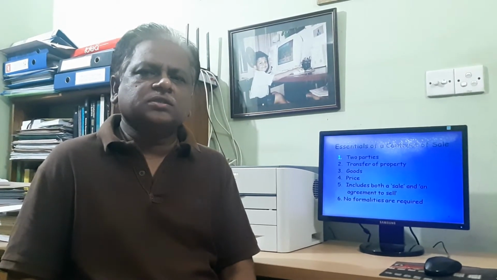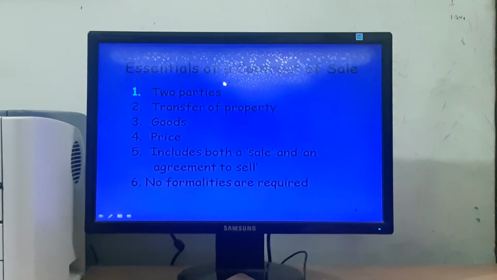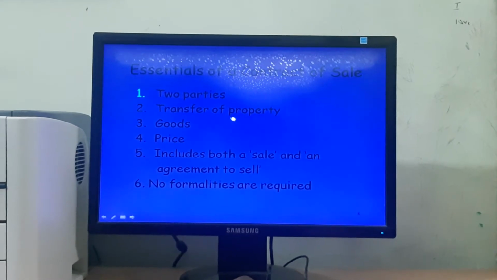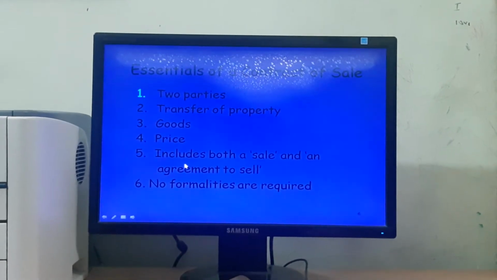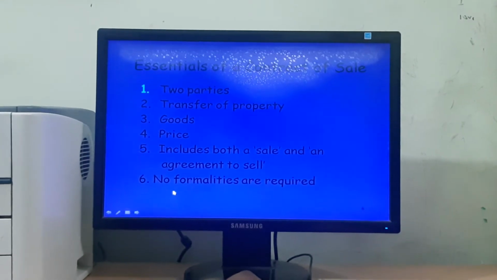Now we shall discuss what are the essential elements of a contract of sale, and we shall also give examples to understand them. Essentials of a contract of sale are: two parties, transfer of property, goods, price, includes both a sale and an agreement to sell, and no formalities are required. The first essential element of a contract of sale is two parties.